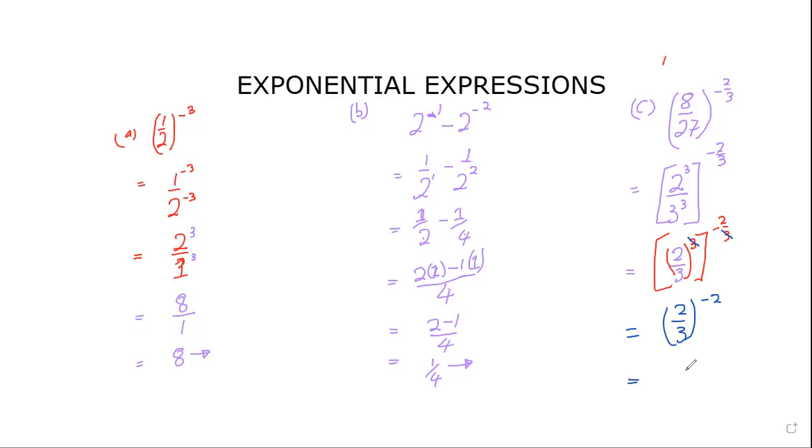Now, this is the same as 2 to the power minus 2 over 3 to the power minus 2. If I take 3 up, it's 3 squared over 2 squared. And that gives you 9 over 4. We have a look at the next one.